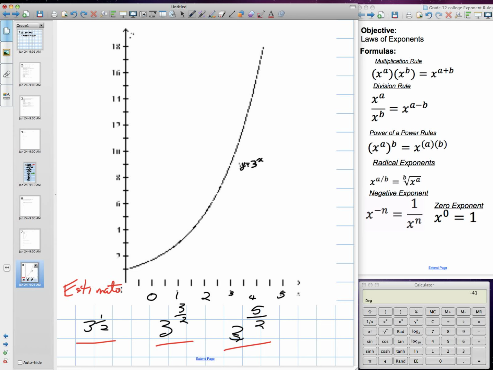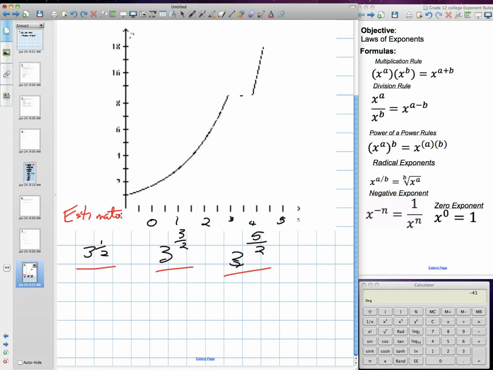Estimate the values of 3 to the power of a half, 3 to the power of 3 over 2, and 3 to the power of 5 over 2. Many of you punched it in a calculator and gave me an answer to like the 5th decimal place. There's no way you estimated that number. Okay? What I wanted you to do was look at the graph we had above and give me an approximation of what the numbers were equal to.